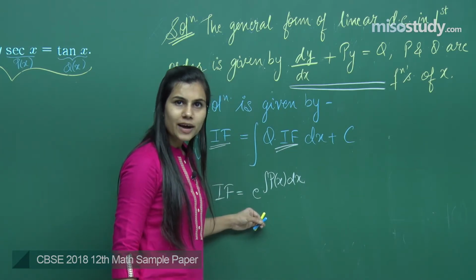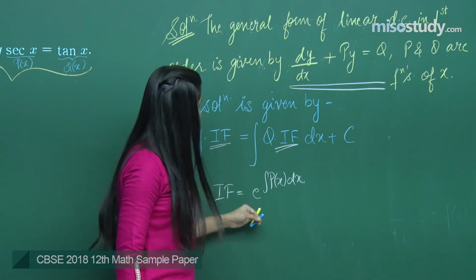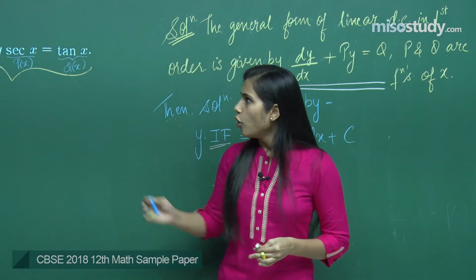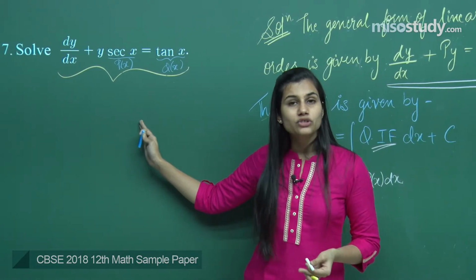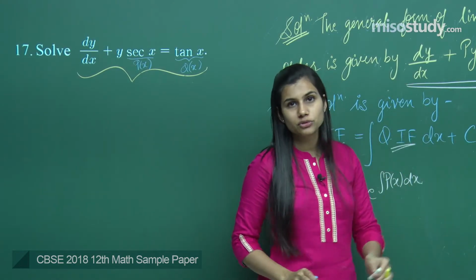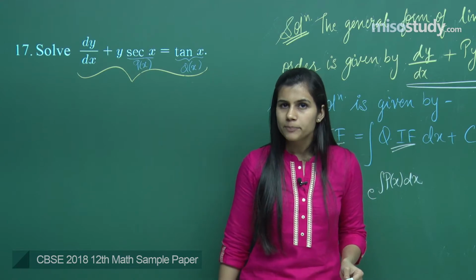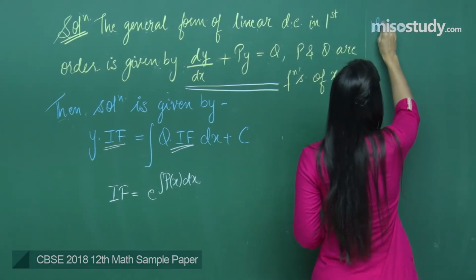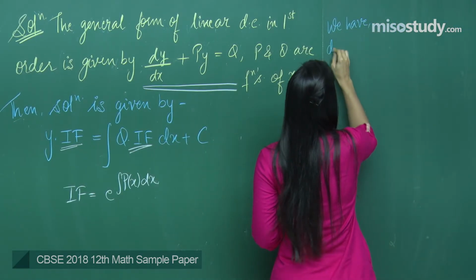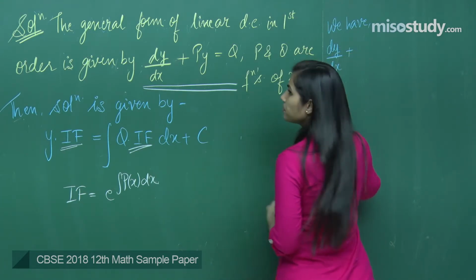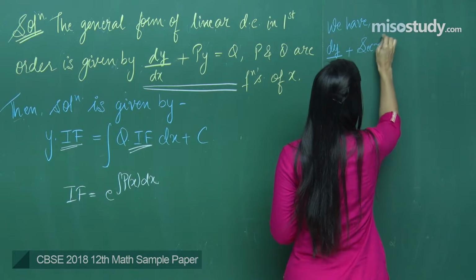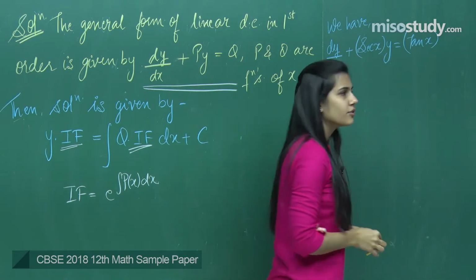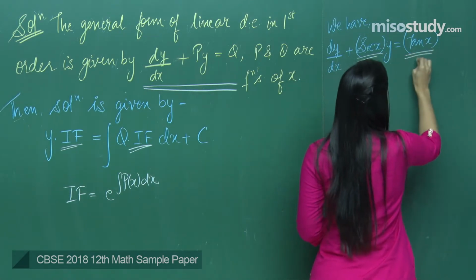So calculate the integrating factor with the help of p function and plug in the values over here, sort this out, and you get your solution of this differential equation. Over here we have the exact linear differential equation, exactly similar to this, and so we know how the solution is computed. Let's first find the integrating factor. We have dy by dx plus py equals q, my p was sec x, my q is tan x. So this is my p of x and this is my q of x.